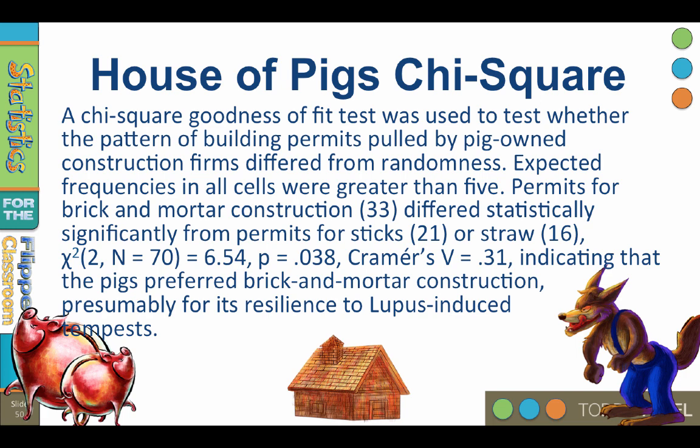Here is a sample APA write-up for the one-way chi-square goodness of fit test that we just conducted. Notice that I included the observed values for each group, and I concluded, permits for brick and mortar construction differed statistically significantly from permits for sticks or straw. Chi-square with 2 degrees of freedom, N equals 70, equals 6.54, p equals 0.038. Cramer's V equals 0.31, indicating that the pigs preferred brick and mortar construction, presumably for its resilience to lupus-induced tempests. The Cramer's V is an effect size, which I cover in another video about effect sizes for chi-square.